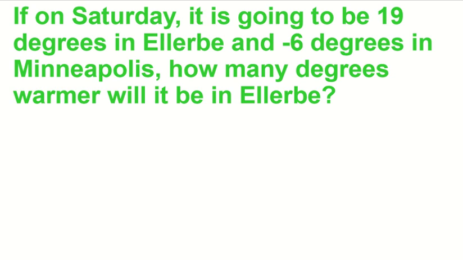All right, so look, we had a few problems like this. You're going to have a few problems like this. On Saturday, it should be 19 degrees in Ellerbe. This is actually what the forecast said when I looked. And in Minneapolis, it's going to be negative 6. We want to know how many degrees warmer it will be in Ellerbe. The way a problem like this works is it's looking for the difference in the temperatures, okay? The answer is going to be a positive number, okay? So put the positive number first, in this case, our 19.